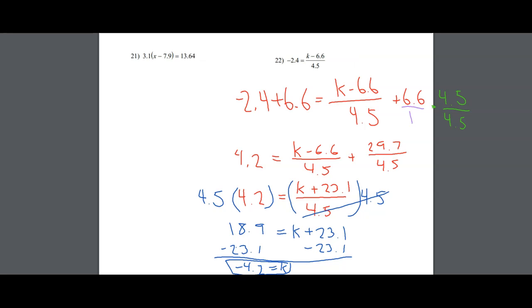Okay, so it is possible to do it this way, but it is significantly more difficult. So again, the best way to do this problem would be to multiply both sides by 4.5 right away. Then it becomes an easy two-step problem. If you don't do that, then you've got quite a few steps with the algebra being significantly harder.